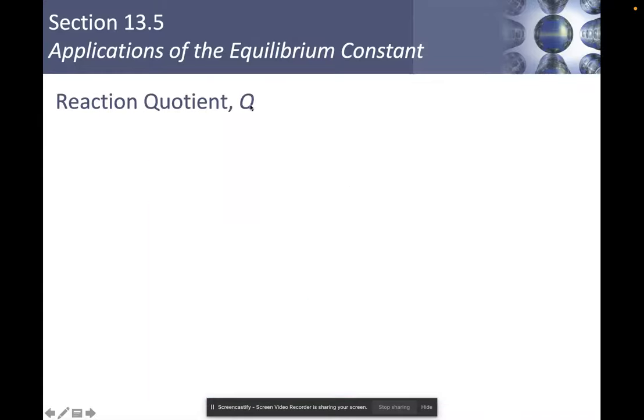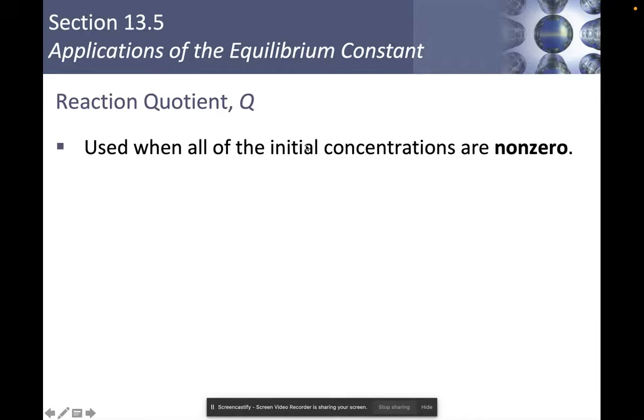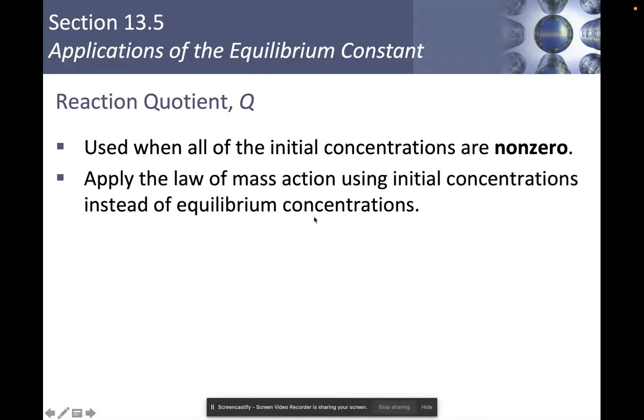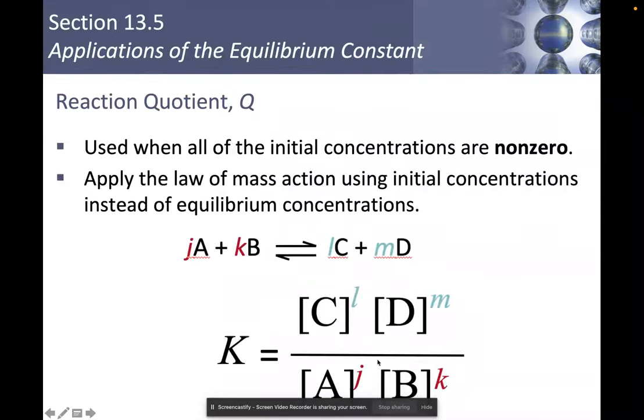So let's talk about Q then, right? So K is our equilibrium constant. Q is called the reaction quotient. And that is when our initial concentrations are non-zero. And so we still apply the same equilibrium constant stuff that we've talked about, the law of mass action, using the initial concentrations instead of equilibrium concentrations. That's the difference between Q and K. K is at equilibrium, Q is not at equilibrium. So law of mass action still applies, except instead of K, you can replace that with a Q.